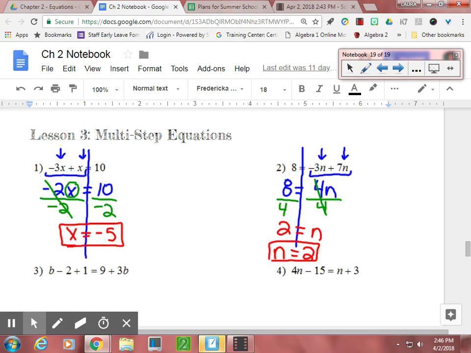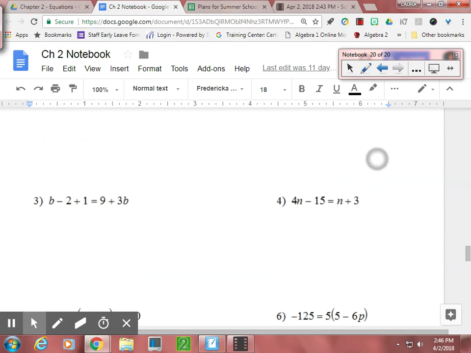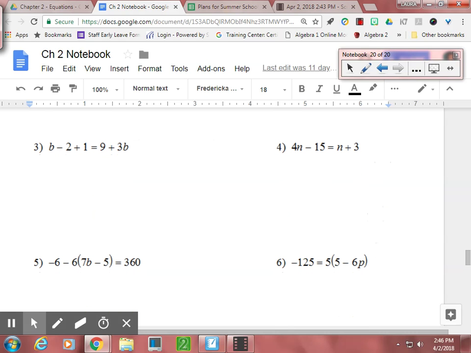Okay, so those are the first type where you have to combine like terms first before you do anything else. Next one. Go ahead and draw my line down the middle. So I'm going to combine any like terms that I can. Well, on this side, I have numbers. So I have b, and then this is negative 2 and 1, which is just going to give me negative 1. On this side, there's nothing to combine, so I can go ahead and leave it.